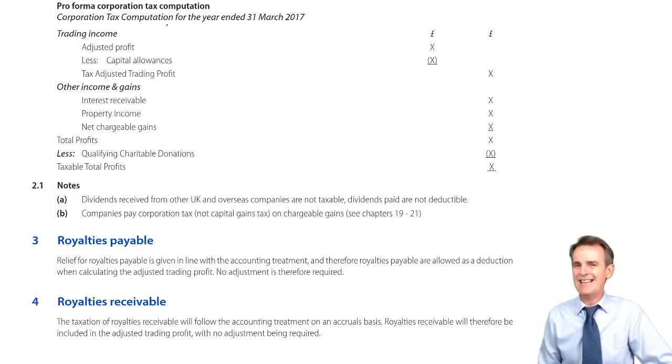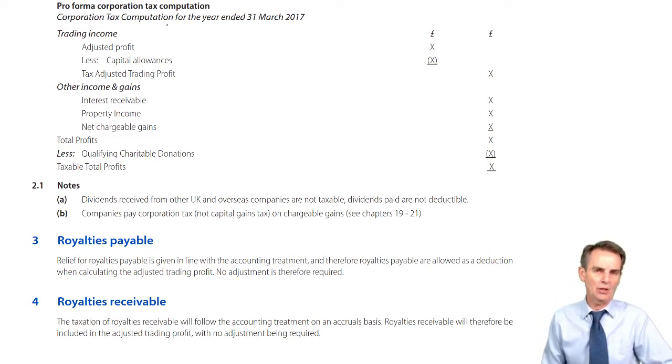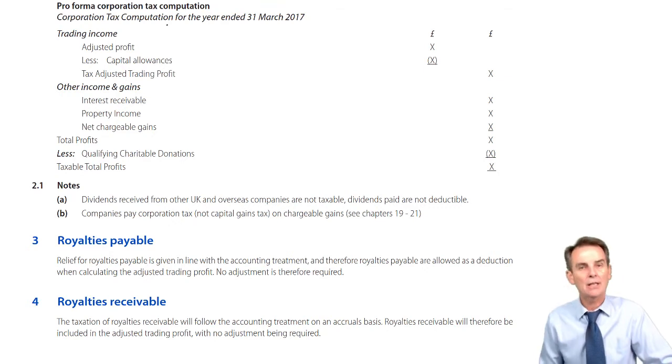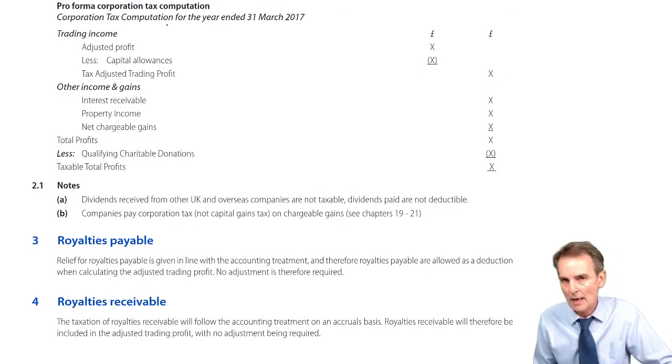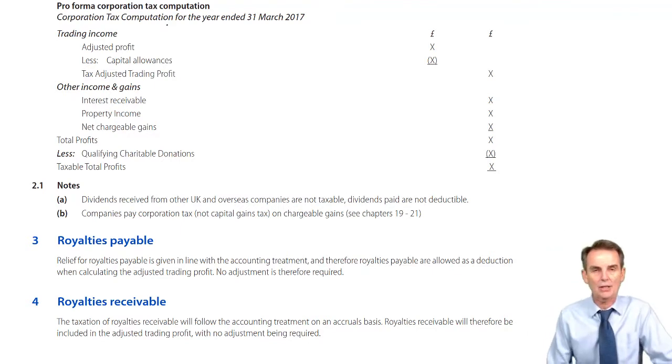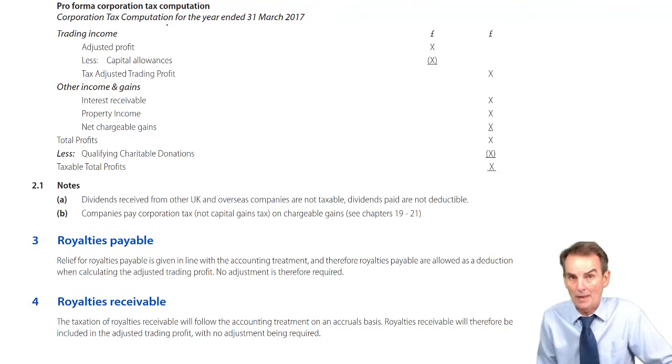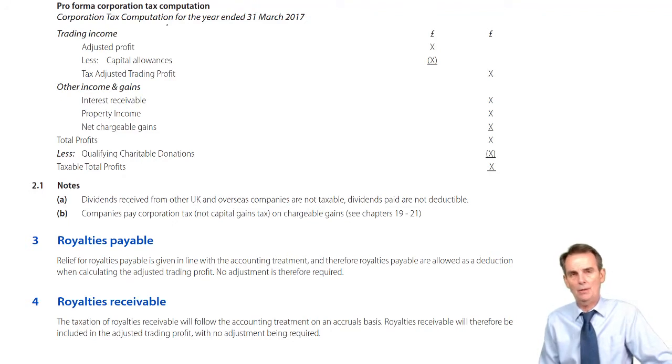So it's a pretty easy computation. Remember, we do not include dividend income within that computation at TTP. Dividend income is exempt from corporation tax. Its relevance came once you've got the corporate tax calculated. It will be a simple 20% figure on your TTP.